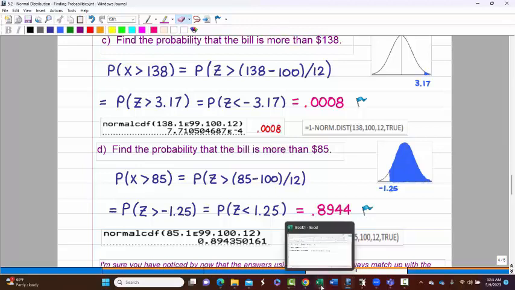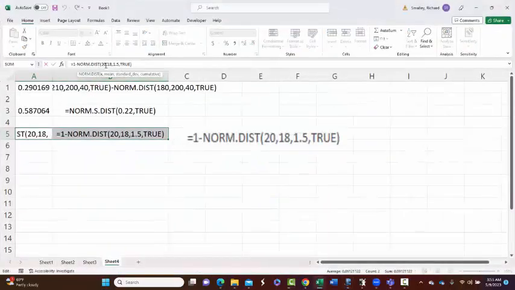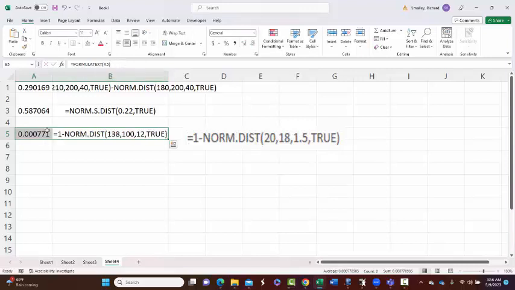I think I'll put that one in Excel right now. 138, 100, 12. Yeah, you see it's 0.0077. Of course, you can format this to round to 4 decimal places if you want to. You can make it do it, but you don't have to.